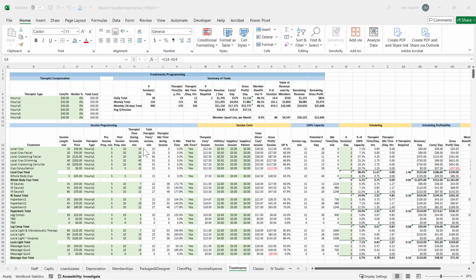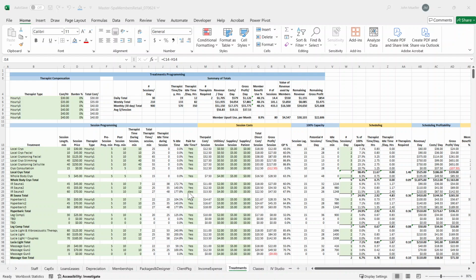And then what it does is it'll calculate what is the total therapist time required during that session, and then it'll tell you what is their idle time during that amount of time. So it'll start telling you what percentage of their time is actually idle to provide these sessions, and are they paid for that idle time or not paid for that idle time. And this idle time that's available, you can have them doing other things inside your operation, so you can really get much more efficiency out of what you're paying your staff.